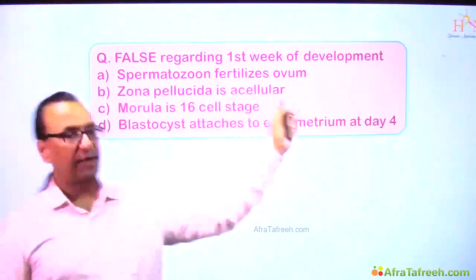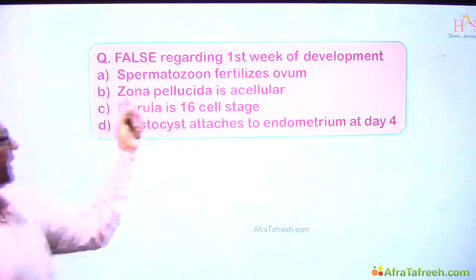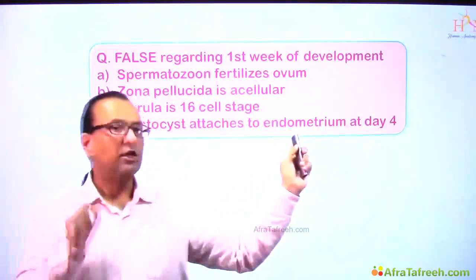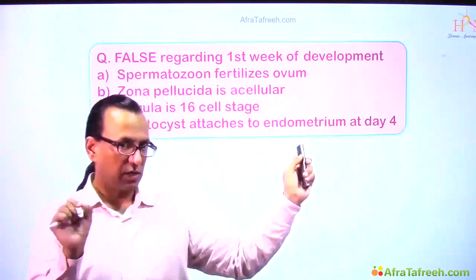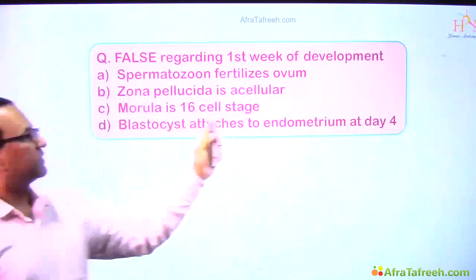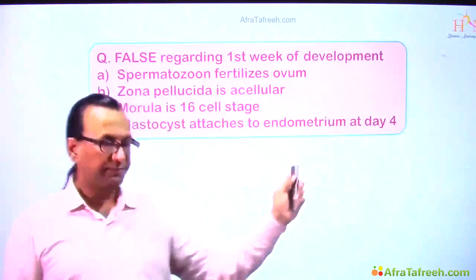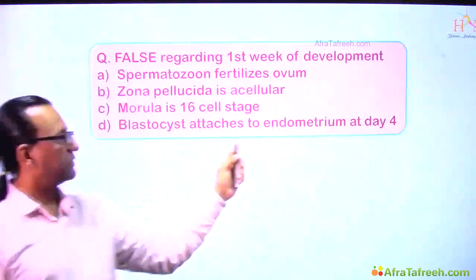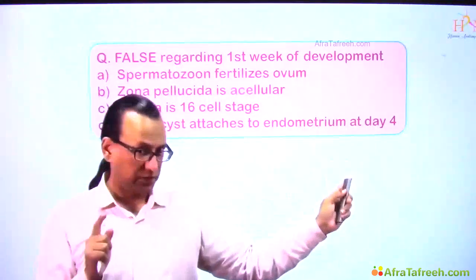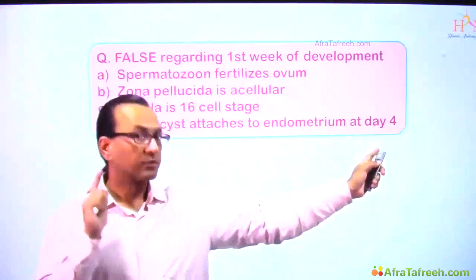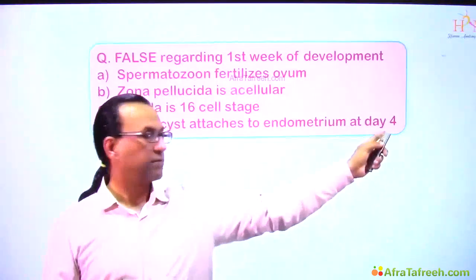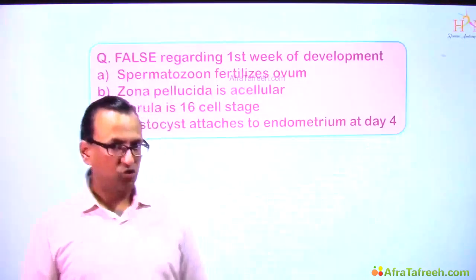Sperms are going to fertilize the ovum, that's correct. And the zona pellucida is acellular, yes, it is a glycoprotein, acellular membrane. Morula is 16 cell stage, usually 16. And blastocyst is attaching to the endometrium, but on day number 6. So this is the wrong statement, which you have to elaborate further.